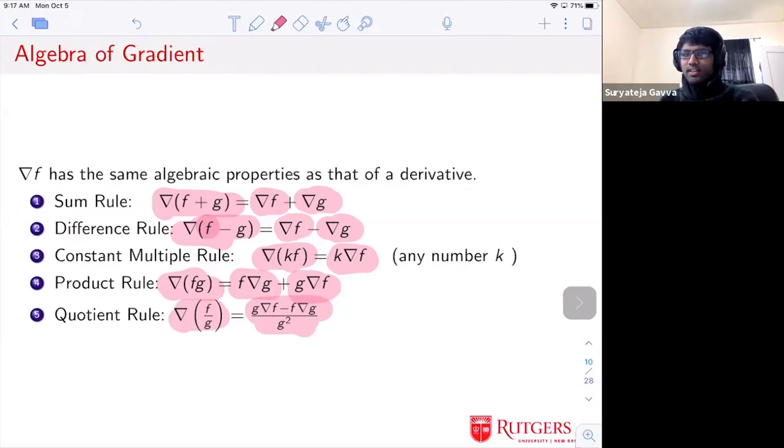Okay, is that clear, everyone? In fact, if you write it in components, nabla is nothing but a list of derivatives: x derivative, y derivative, and z derivative. So along each component, all these formulas are valid. All these formulas are coming from the formulas for the derivatives themselves. If you want to, you should verify them. Whatever formula you have for the derivative, the gradient of f will have the same formula.